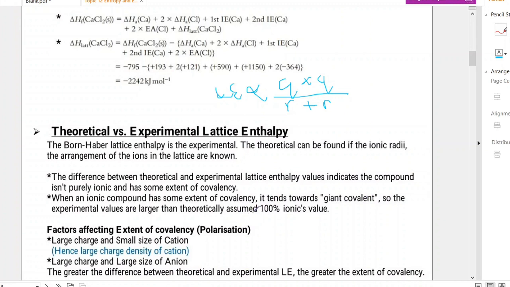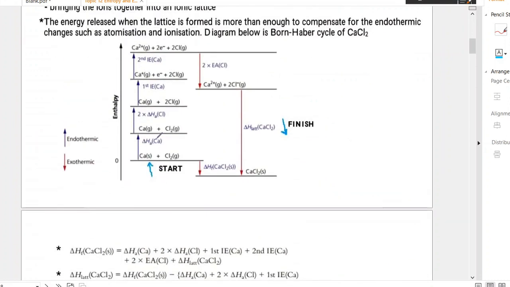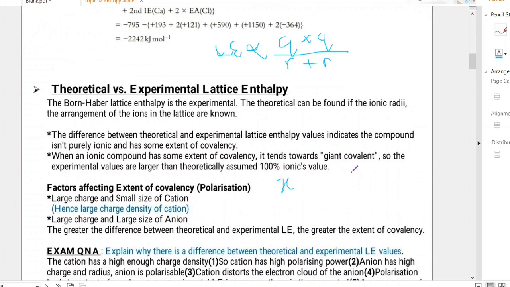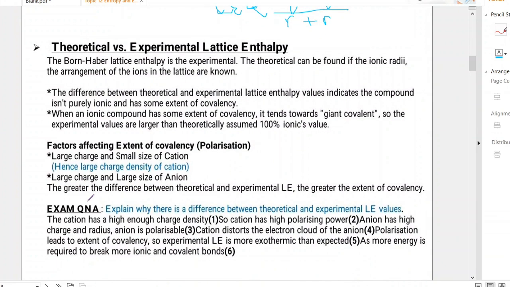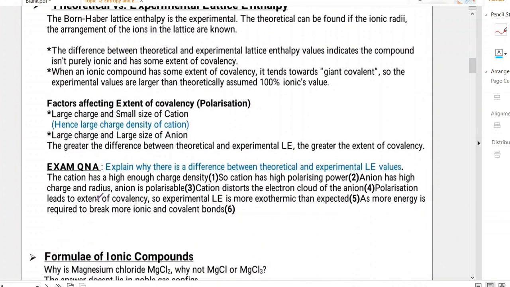So let's say we got an ionic compound and we are calculating its theoretical value using this, and we also find out our theoretical value using this. Let our theoretical be x, and we find out the experimental Born-Haber value like this. That will be y. So the question is, which will be the larger value? Y will be larger. The Born-Haber, the experimental value is larger. Why? I'm telling you why. Give me a minute.